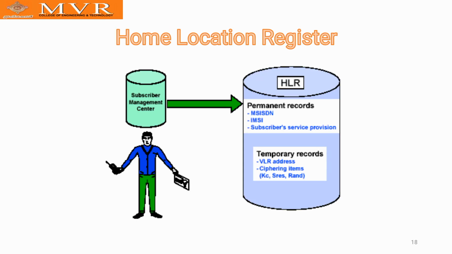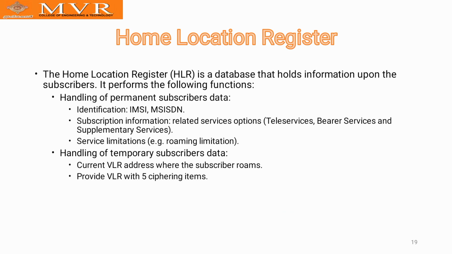This is the home location register. In this home location register, the subscriber management center will manage the permanent records and temporary records. In permanent records are the IMSI and subscriber services provision, and temporary records are the VLR visitor location register address and ciphering items. Those are the keys, triples and RANDs, all in the home location register. Here this is the home location register. In this home location register, a database holds the information of the subscribers.